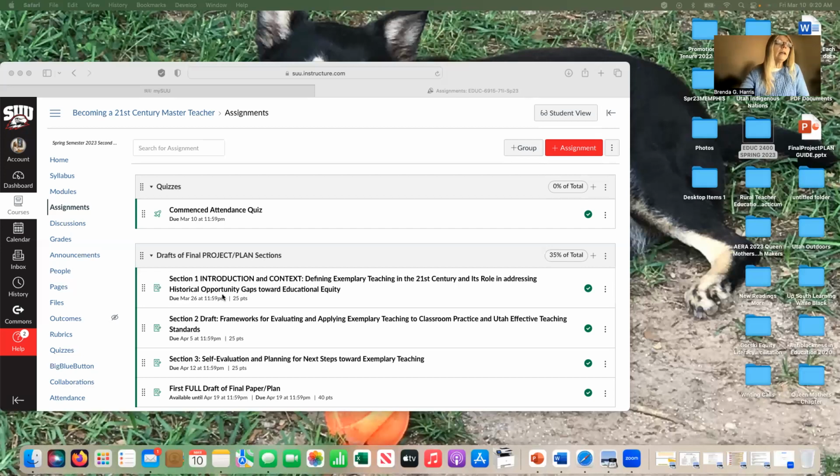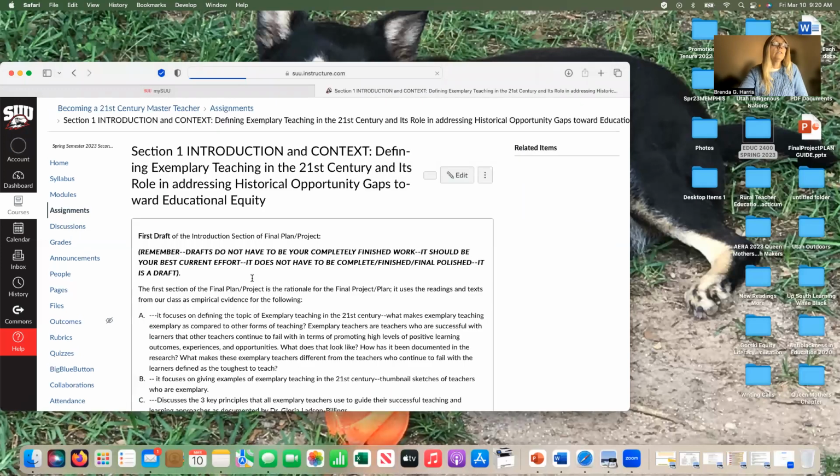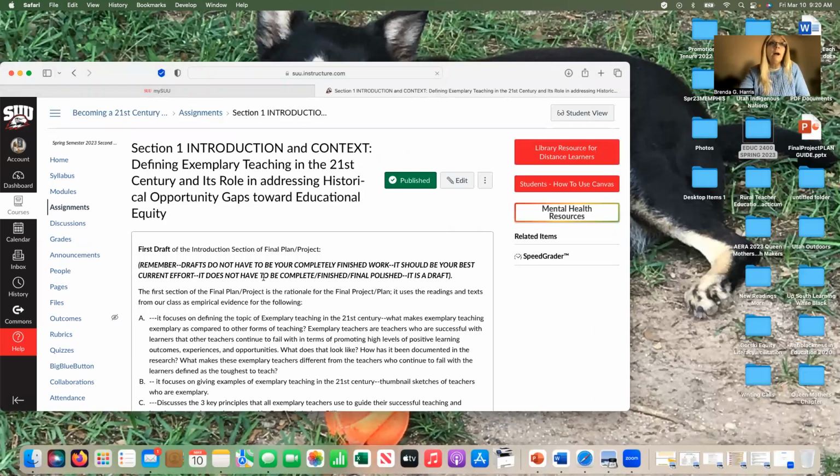Okay, so I'm going to go ahead and open up section 1, introduction and context of our final paper project slash plan. Okay, so our first section of our final project is going to be focused on a little bit of what I've already talked about. What is exemplary teaching? How do we know when we're seeing exemplary teaching?